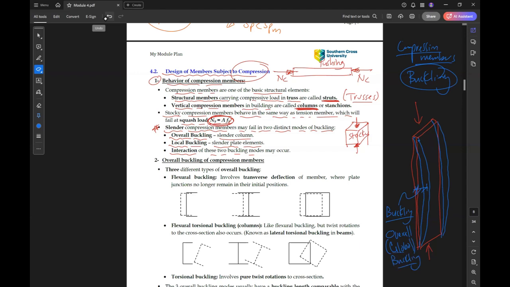Okay, can we face this in tension members? Do you expect that in tension member? Any idea about that?